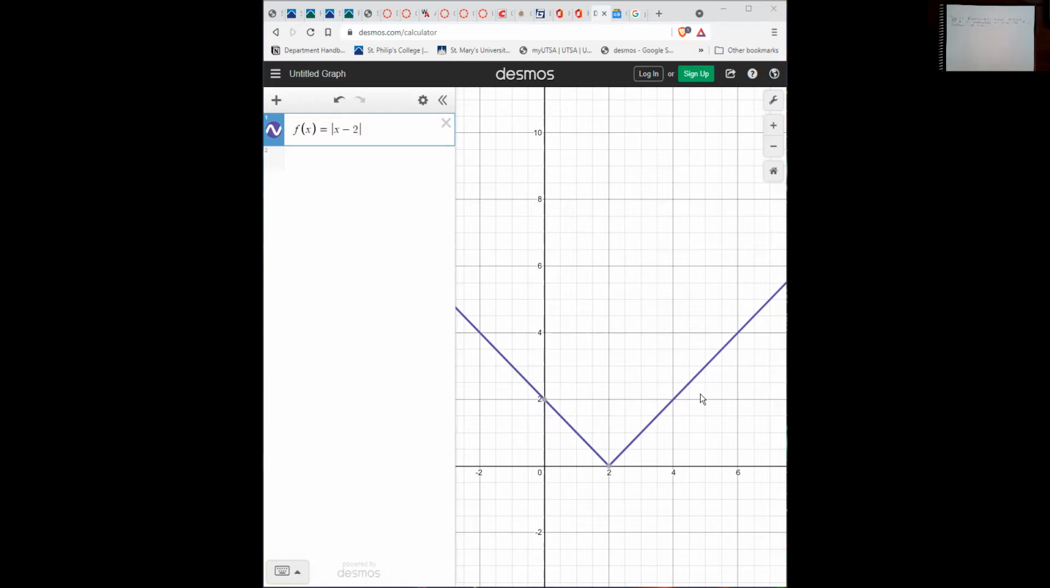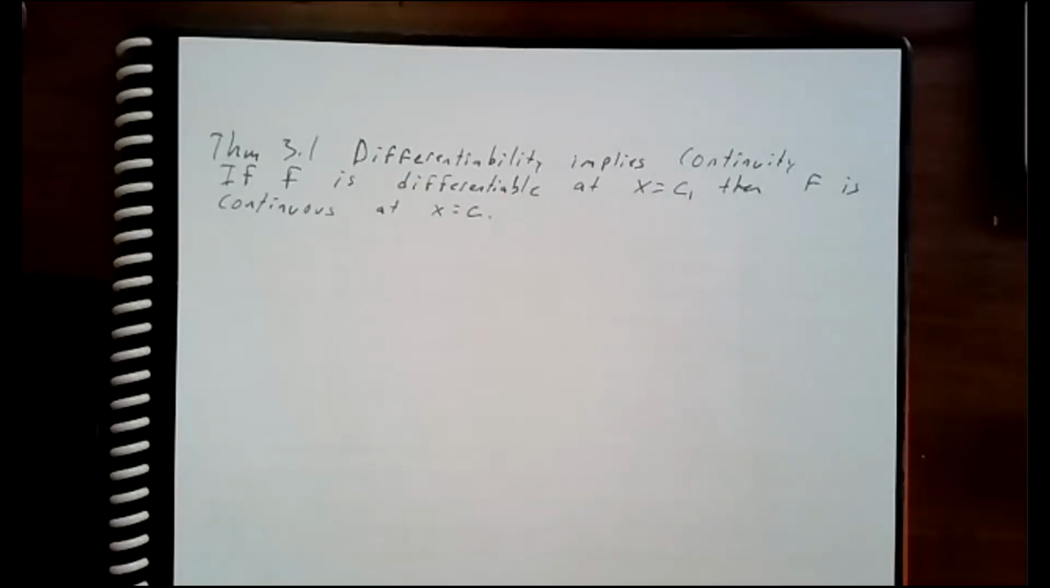The only thing you can say is if you know for sure it's differentiable, then you know for sure it is continuous. If it's continuous, you do not know if it's differentiable. It only goes one direction. That's what I'm trying to say. That makes sense? Yes, sir. Okay.